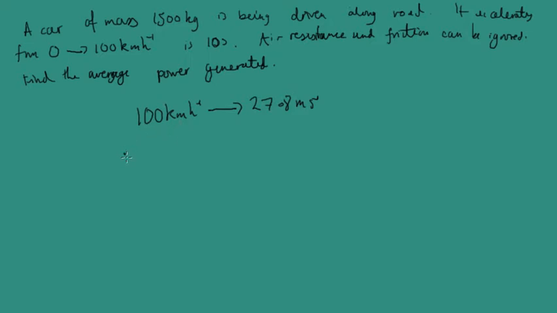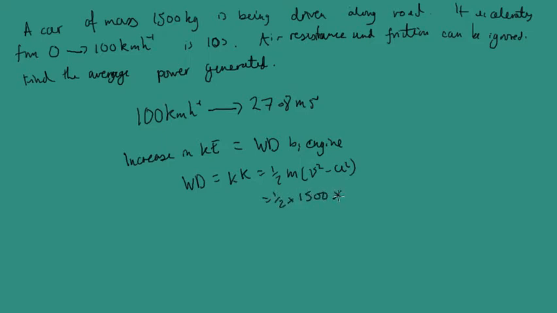Work done. So the increase in kinetic energy is going to be the same as the work done by the engine, and that's due to the work-energy principle. So our work done is the change in kinetic energy, which is a half m (v squared minus u squared). So it's a half times 1,500 times, now the velocity at the end is, oh no, it's not 100 squared because that's the kilometers per hour I've just been talking about. It's 27.8 squared, and the initial velocity was 0.